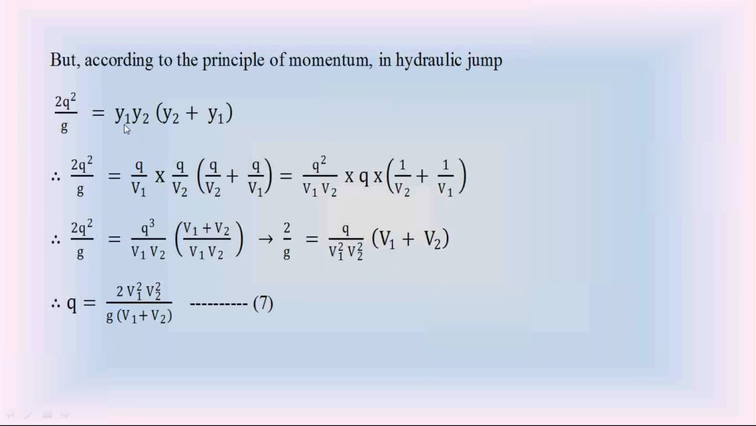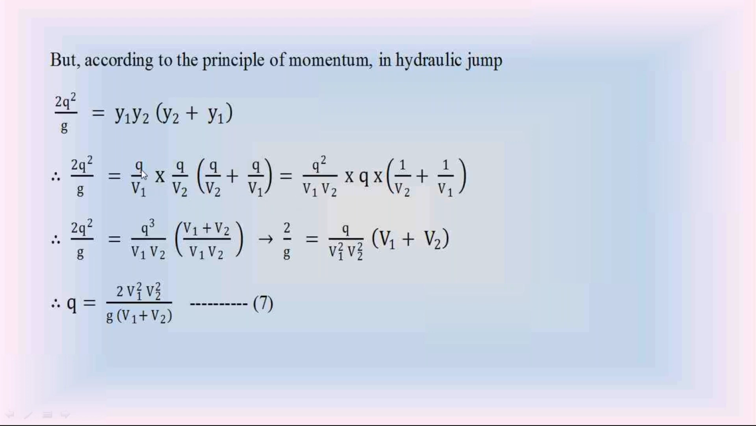In the rectangular channel, y1 is equal to small q divided by v1, y2 is equal to small q divided by v2. So substitute those values of y1, y2 in the right hand side. This equation becomes 2q square by g is equal to y1, q by v1, into y2, q by v2, into y2 plus y1, q by v2 plus q by v1. So in the right hand side, substitute y1 is equal to q by v1, y2 is equal to q by v2. This right hand side becomes q by v1 into q by v2 into q by v2 plus q by v1. Then simplify this right hand side first.